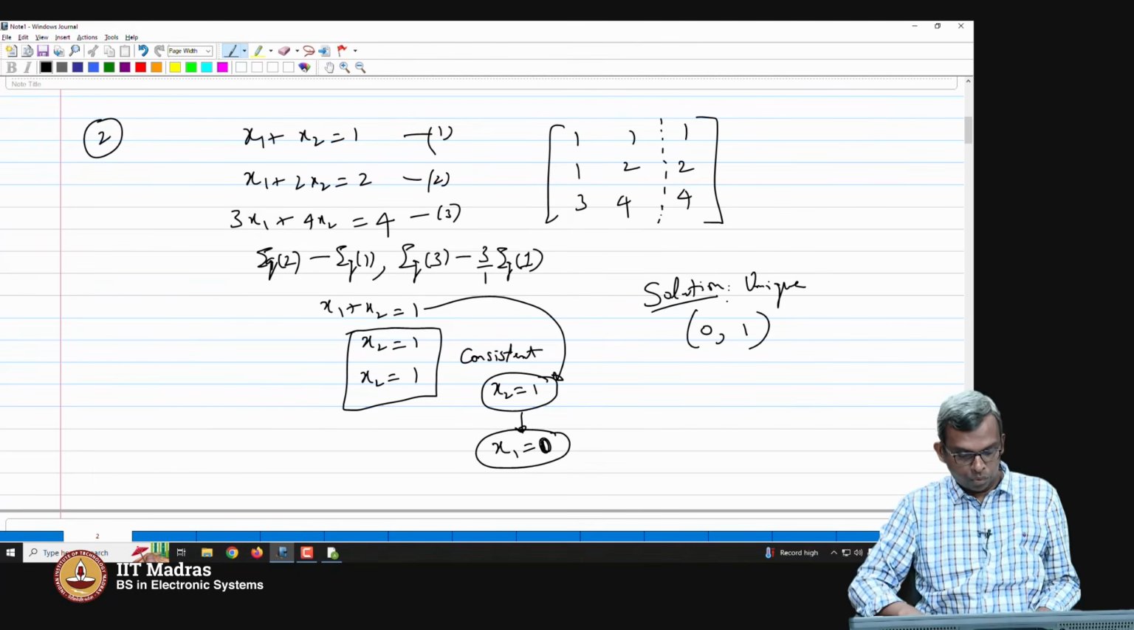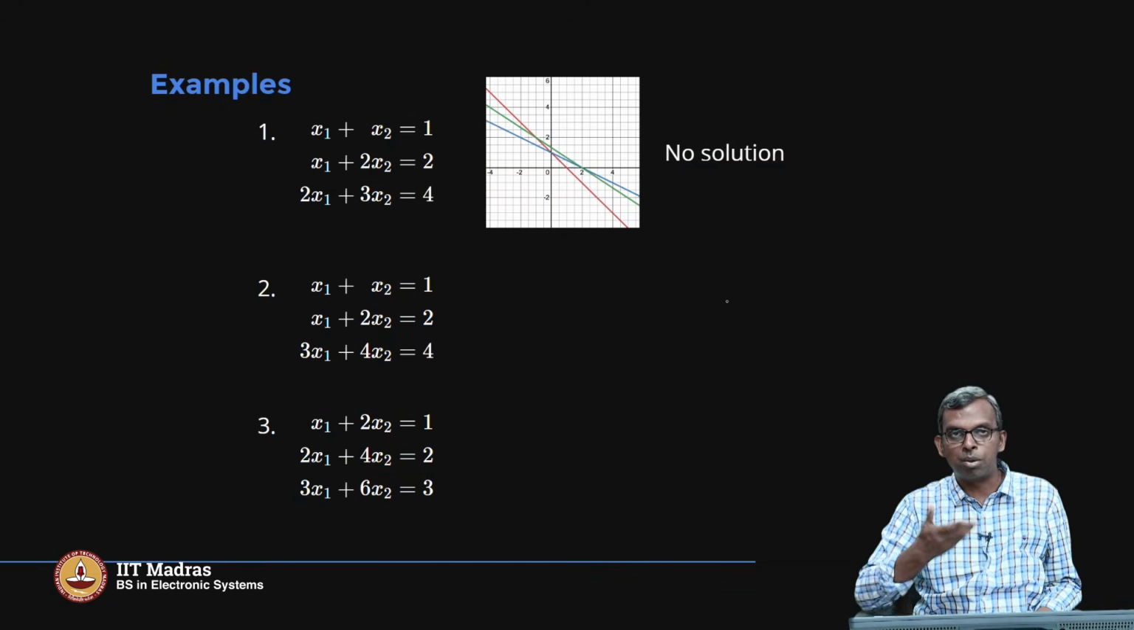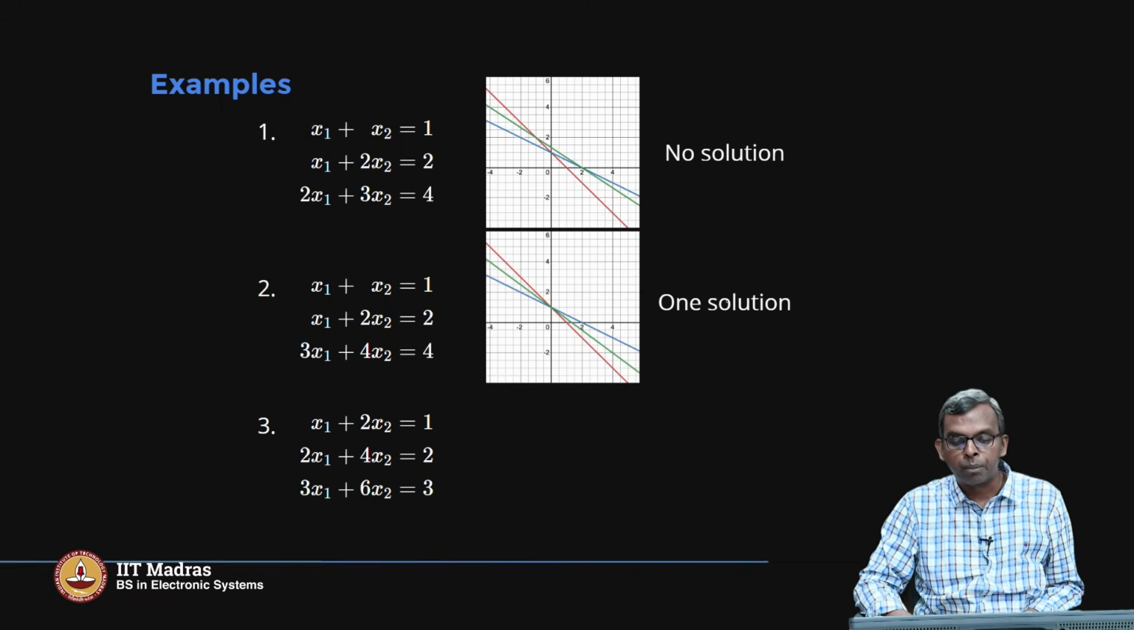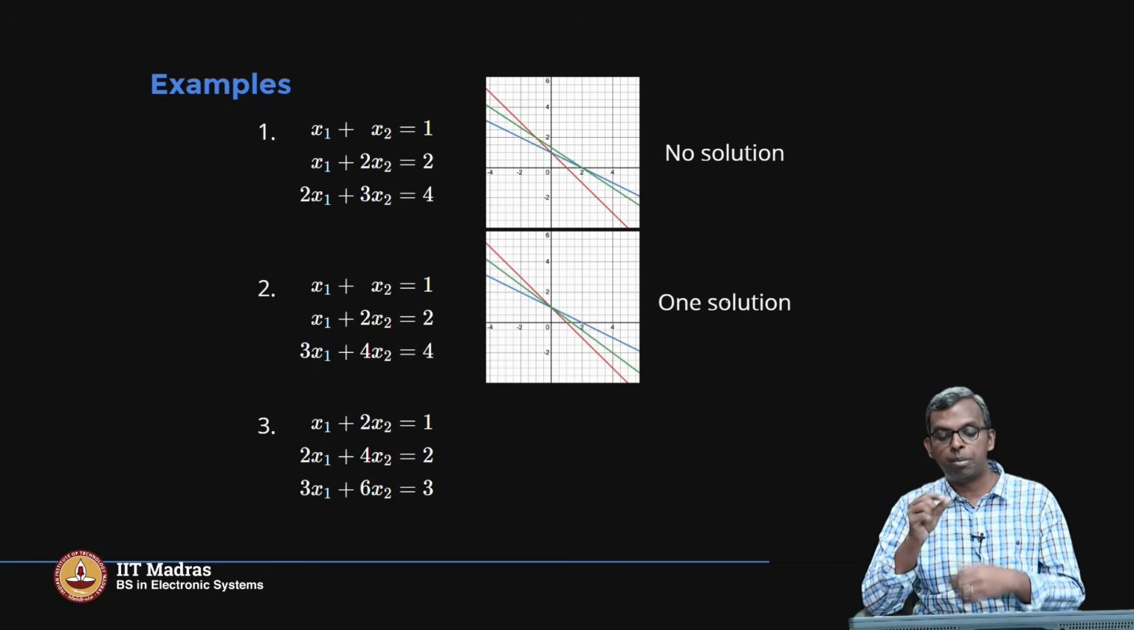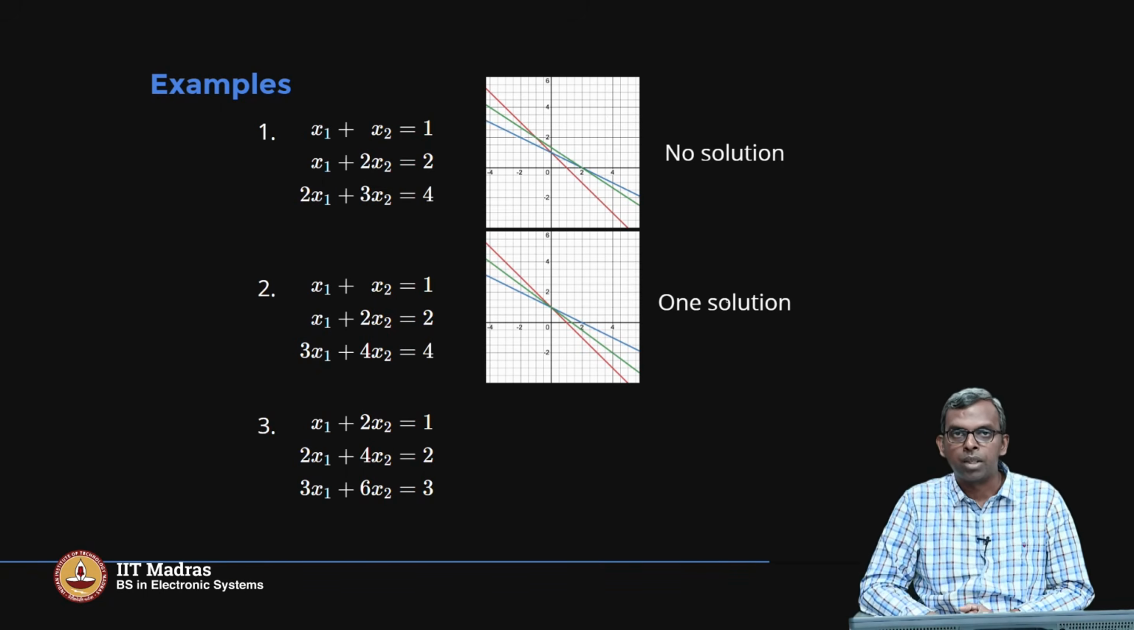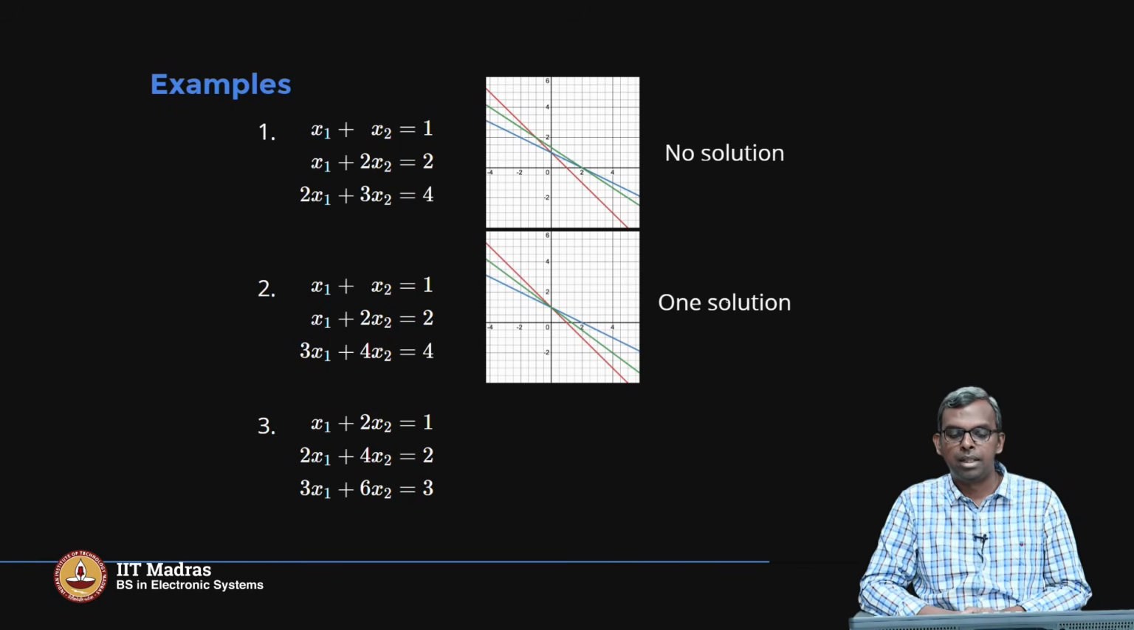Okay, so if you want to picture this on the graph, because this is two variables, we can do that. It turns out in this case, the three lines actually pass through one common point, 0, 1, which is what we saw, and this gives you one unique solution. So this is the second example, an interesting example. You can contrast it with the previous example. You see how this situation varies.